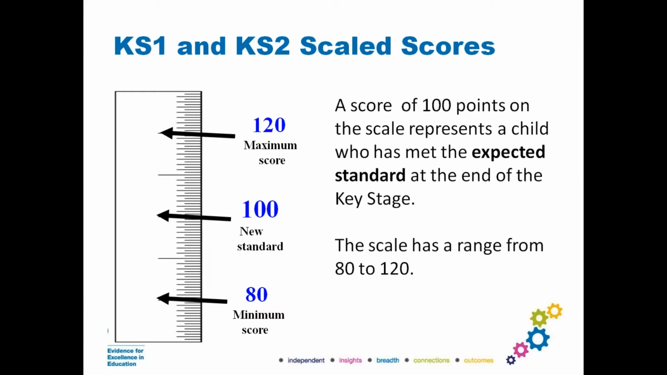We've got a graphic here, and this is the national curriculum scale score for Key Stage 1 and 2. What we have is 100. A score of 100 points on the scale is what a child should score if they've met the expected standard at the end of the key stage. And the scale has a range from 80 to 120. So the minimum scale score you can get in the SATS test is 80 and the highest is 120.